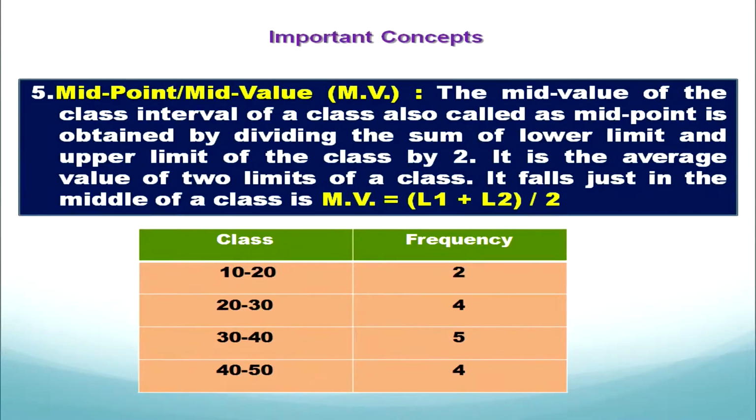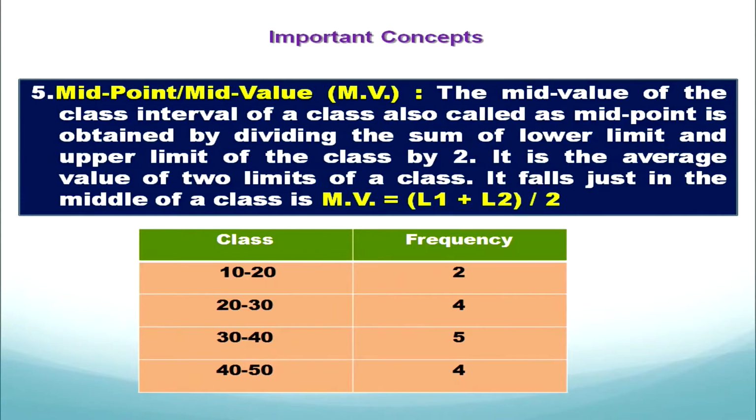Now, we are also observing one more thing. For the first class, the mid value was 15. For the next class, the mid value was 25. And what is the gap between them? 10. Now, let's cross check. Even each class is having the same gap.